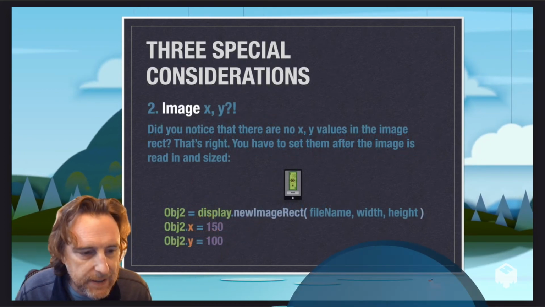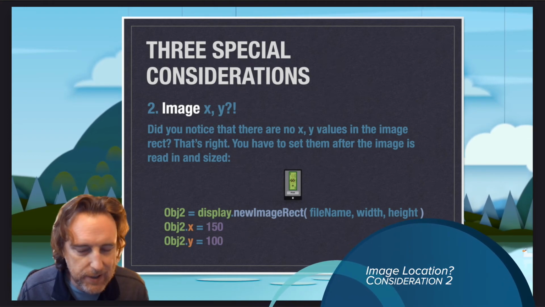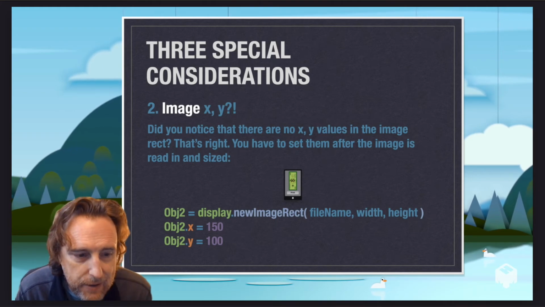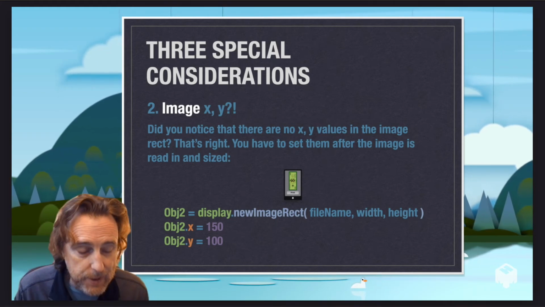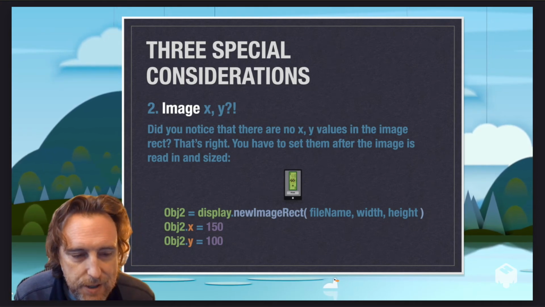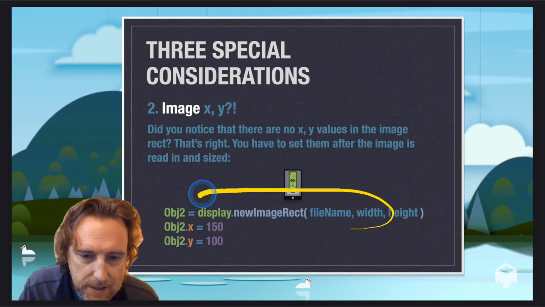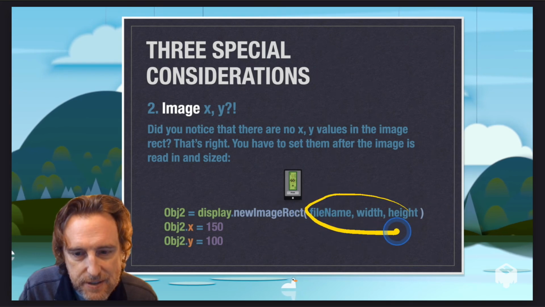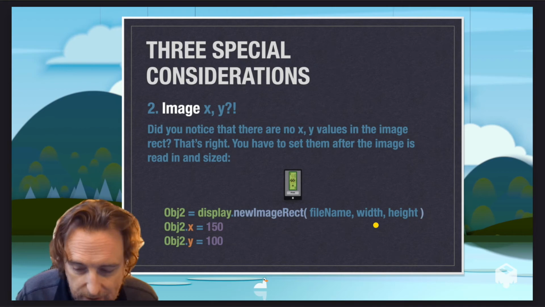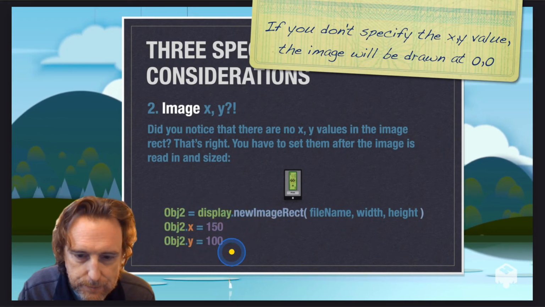So second special consideration, which I already gave you a heads up on, is the image is weird because it doesn't specify the XY value. And that's just the way Solar 2D does it. You specify the X and the Y value after the fact. So you create the image object using new image rect, passing it the information that it needs. The width and the height are used to scale the image as you want. And then after that's done, you can specify the X and the Y value.